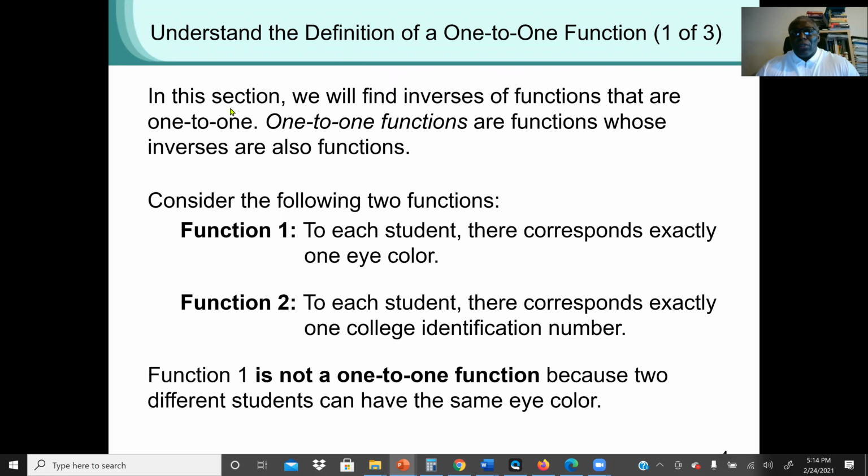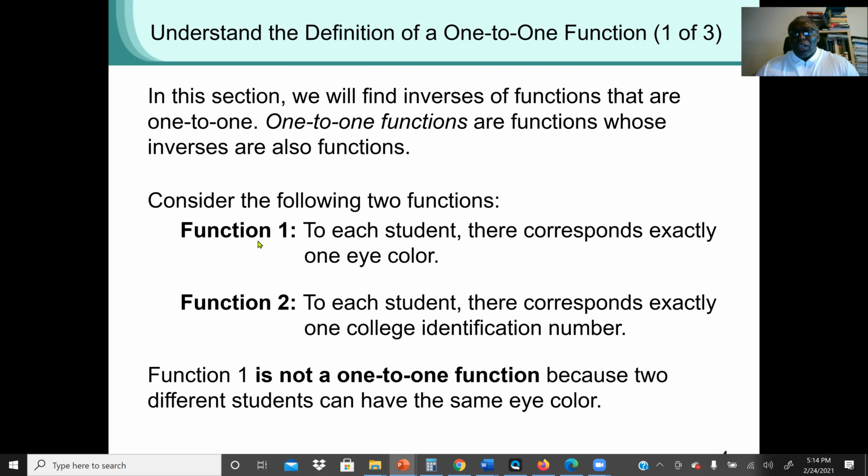So in this section, we will find inverses of functions that are one-to-one. Again, the inverses of functions that are one-to-one. And one-to-one functions are normally functions whose inverses are also functions. So let's consider these following two functions.